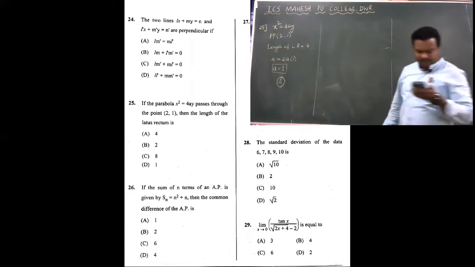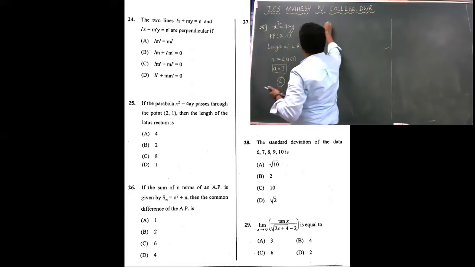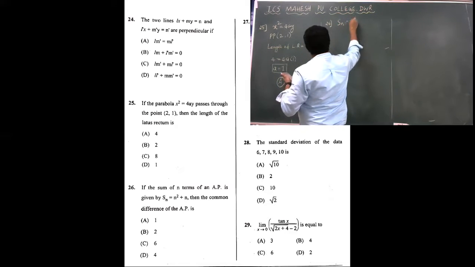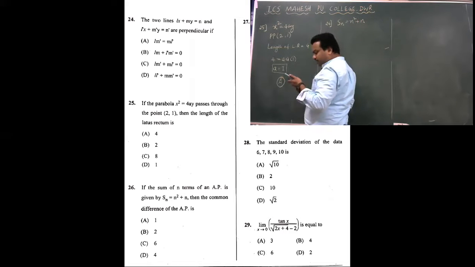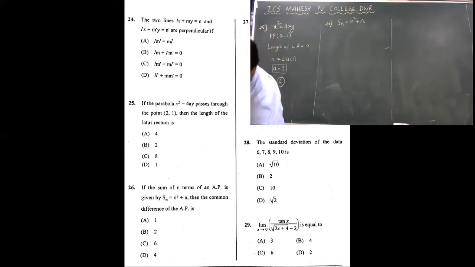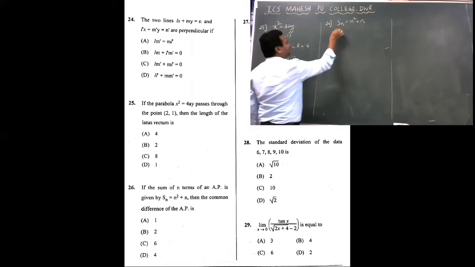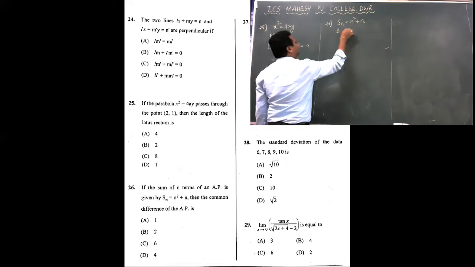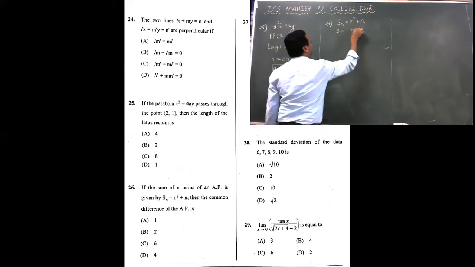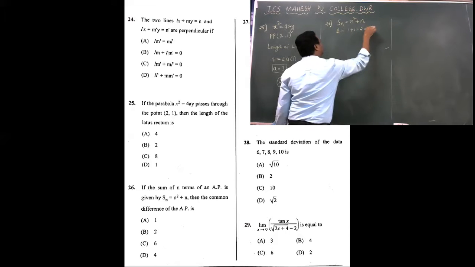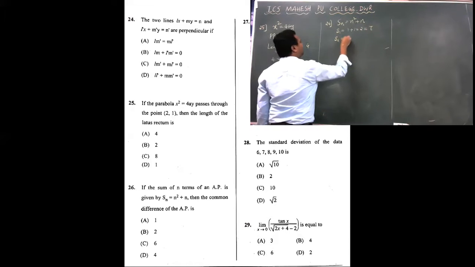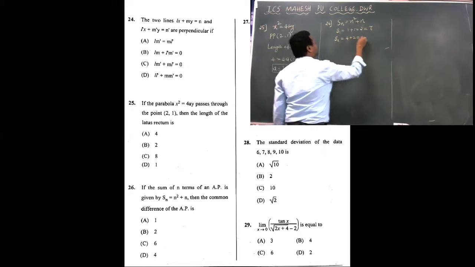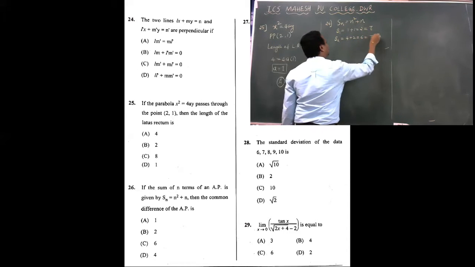The next, 26th question. The sum of n terms is given as n square plus n. Then find the common difference of the AP. It is easy to understand. So let us find the sum of the first term. That is 1 plus 1, which is nothing but 2. The sum of the first term is always S1. The sum of the first two terms is 4 plus 2, which is nothing but 6, which is always equal to the sum of two terms.